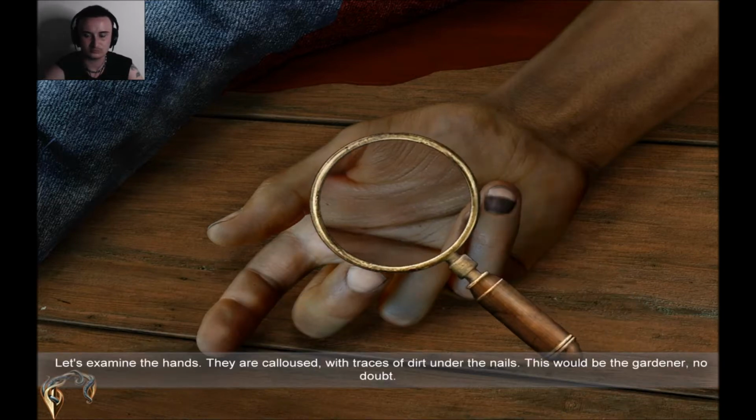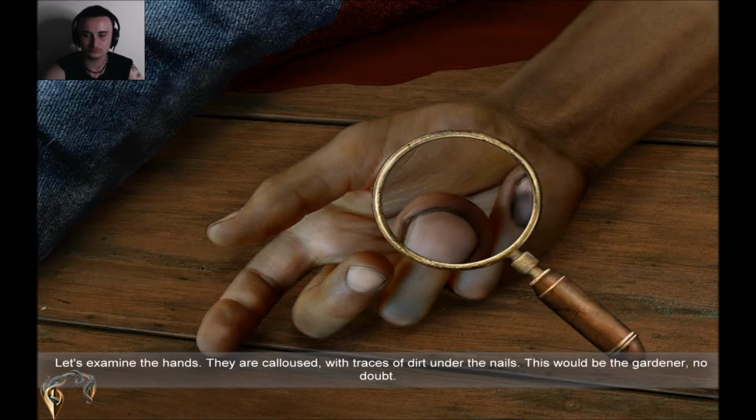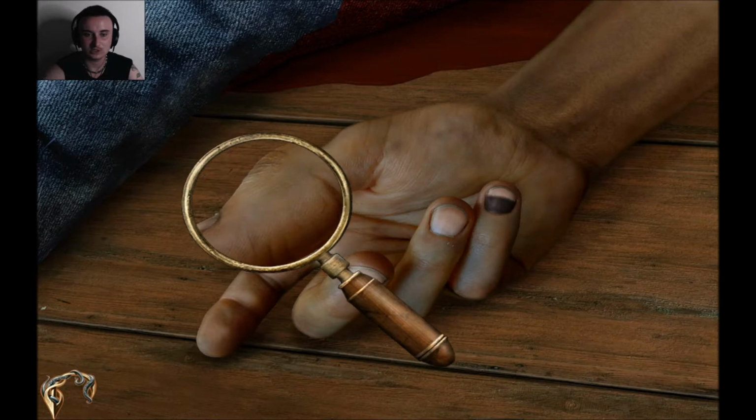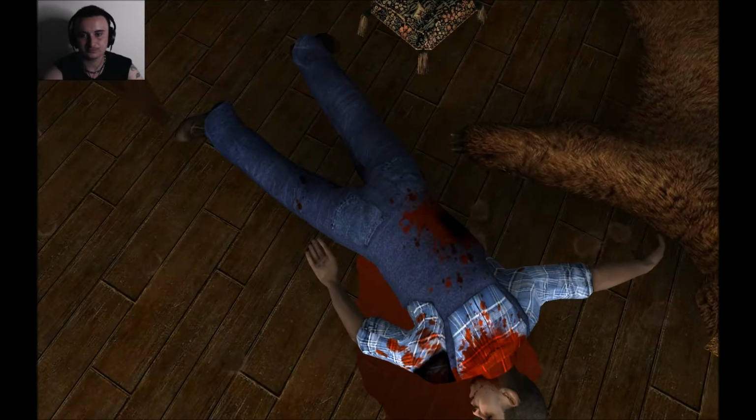Let's examine the hands. They are calloused, with traces of dirt under the nails. This would be the gardener, no doubt. So it's not her brother. Interesting.